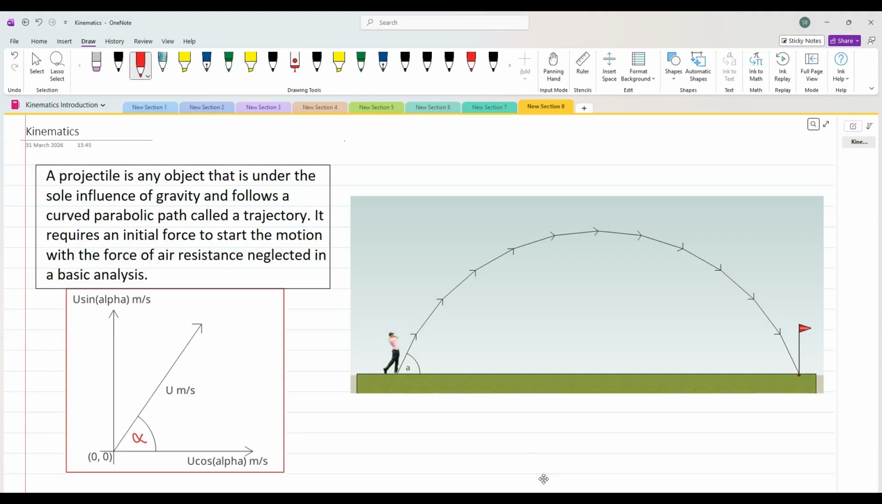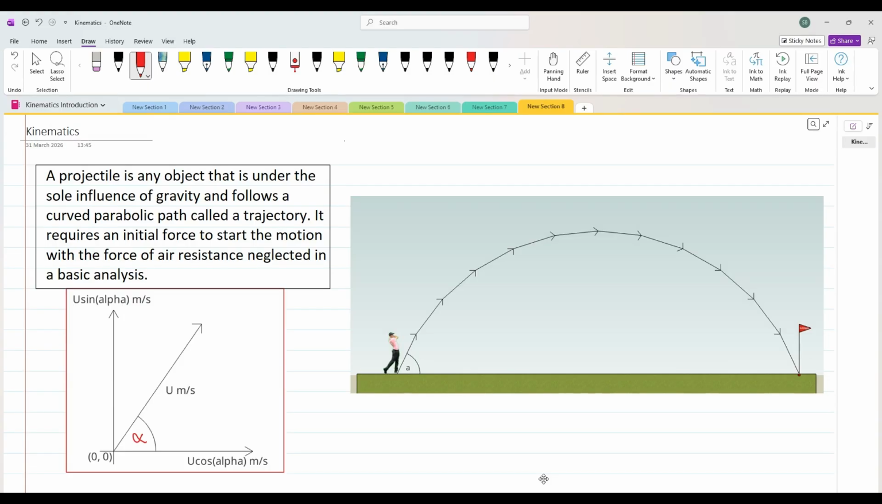In this lesson we will continue our study on kinematics and we'll be considering the motion of a projectile. So what is special about the motion of a projectile? Well, a projectile is any object that is under the sole influence of gravity and follows a curved parabolic path called a trajectory. It requires an initial force to start the motion, with the force of the air resistance neglected in a basic analysis.